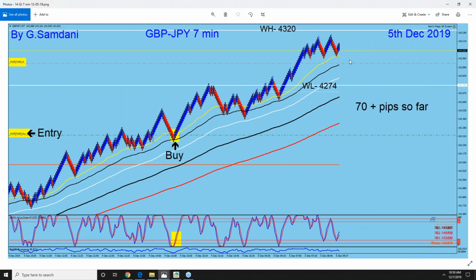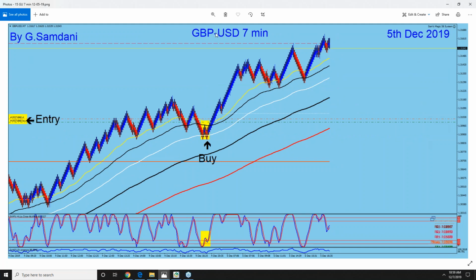Pound yen. This is the only one, but yes, I finally caught it. I kept missing it. All these beautiful entries I missed, but finally I caught one. 70 pip here on the fifth. Pound USD going again. You saw it already earlier, and then it dips a little bit in the slow time and retraces. In the volume time it goes up again. This is how the game is.